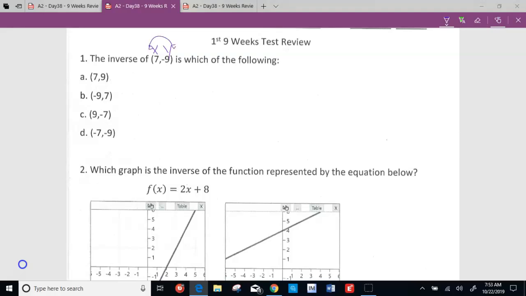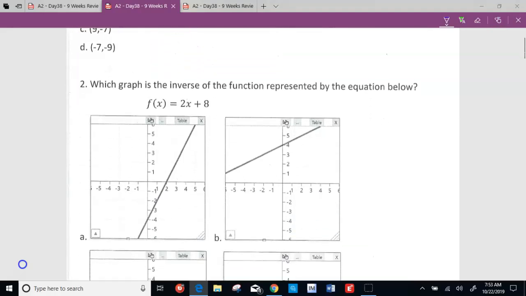So make a little note to yourself. Inverse means to switch the x and the y values. If I do that, I get negative 9 comma 7, which lines up to choice B. So far, so good. That's an easy one. Hopefully you remember that for the test.